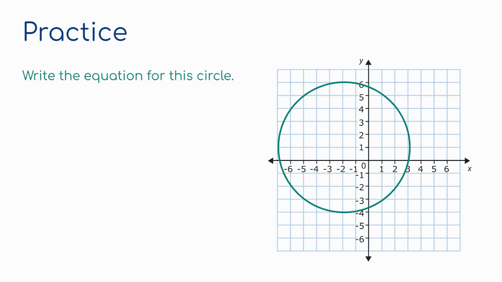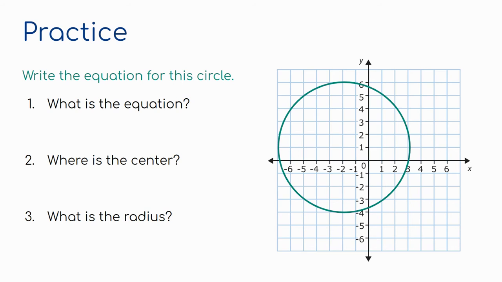All right, so let's see what that's going to look like. So here's a circle, a new circle, and I want you to write the equation for this circle. So here's how you should think about it. There are 3 things we need to think about. 1, what is the equation of a circle? 2, where is the center of this circle? And 3, what is the radius? So our equation of a circle, r squared equals x minus h squared plus y minus k squared.